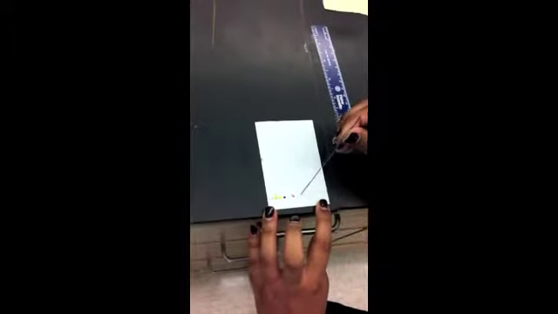First I'm going to place my unknown dot on the TLC. And I'm going to place the TLC into the beaker with the 1-to-1 solution. I'm going to leave it in there for 10 to 15 minutes.